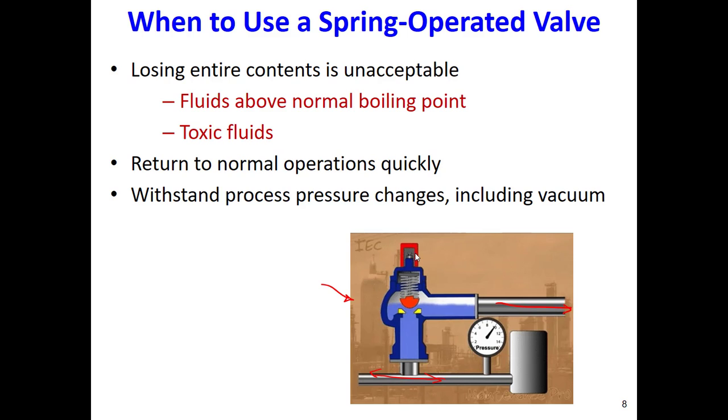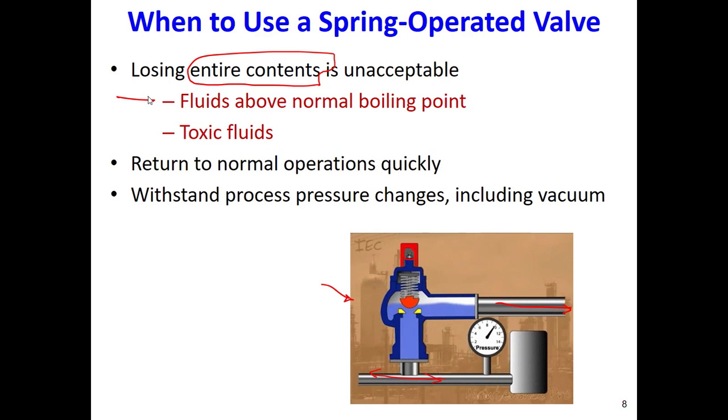So as I said, there is a stem here, there is a wheel here that we can adjust the tension of this spring, and adjusting the tension means adjusting the pressure in this part. I mean the relieving pressure. So in which condition will we use it? First of all, when we don't want to lose the entire content of the pipeline or the vessel, we just want to lose a little bit to adjust the pressure, that's all.